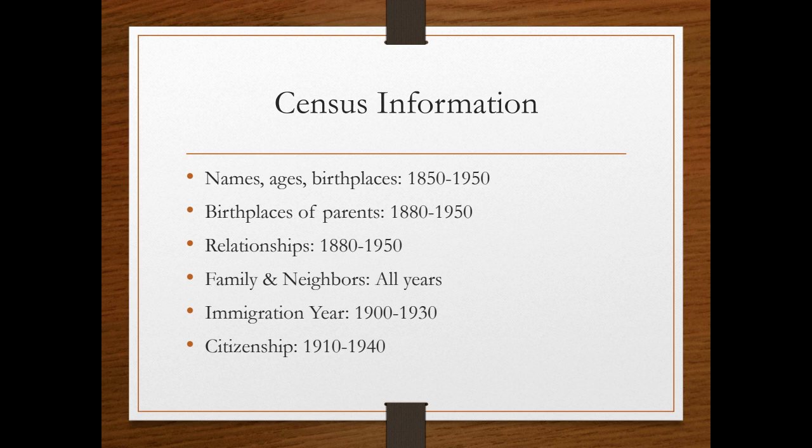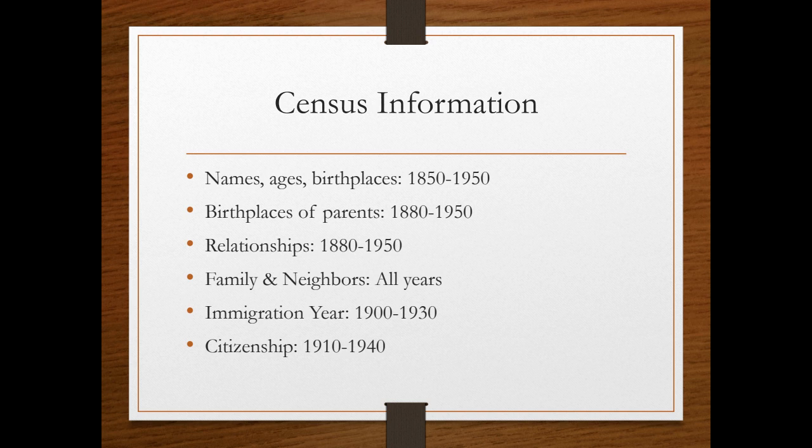1880 is when they started asking what the relationship was to the head of household. You should be able to find family and neighbors on the same census page for all of the years. The census taker went door to door, so if they're on the same page, they were probably neighbors. And people didn't move very far from their family, so it's likely that they were even related to their neighbors. So family and neighbors you should be able to find for most census records.